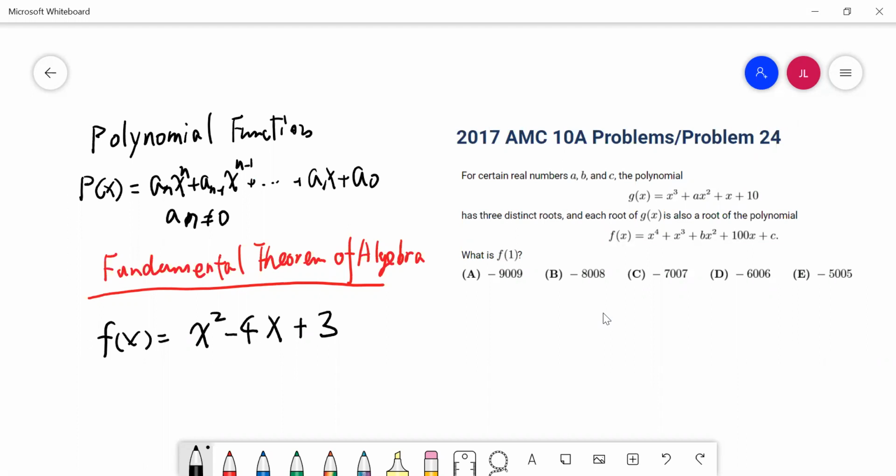For certain real numbers a, b, and c, the polynomial g(x) equal to x cubed plus ax squared plus x plus 10 has three distinct roots. And each root of g(x) is also a root of the polynomial f(x) equal to x to the power 4 plus x to the power 3 plus bx squared plus 100x plus c.